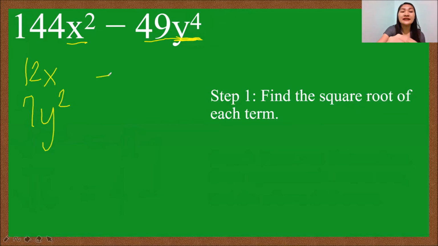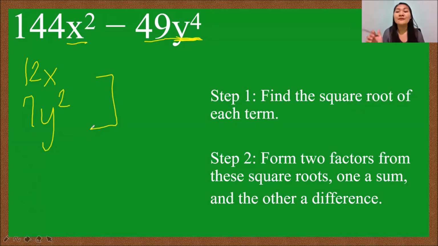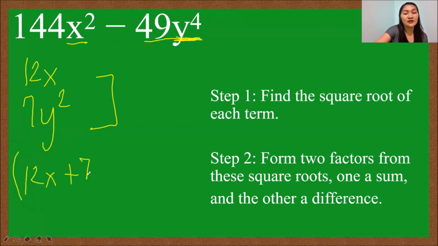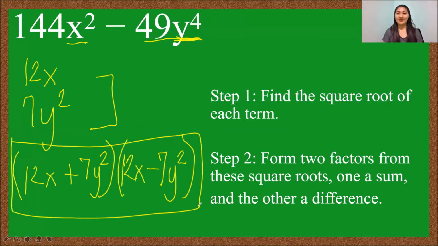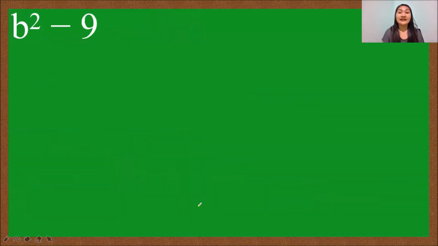Now, we will use these 2 square roots that we got to form a sum and difference, the product of a sum and difference. So, 12x plus 7y squared times the quantity of 12x minus 7y squared. A sum and difference of two terms.